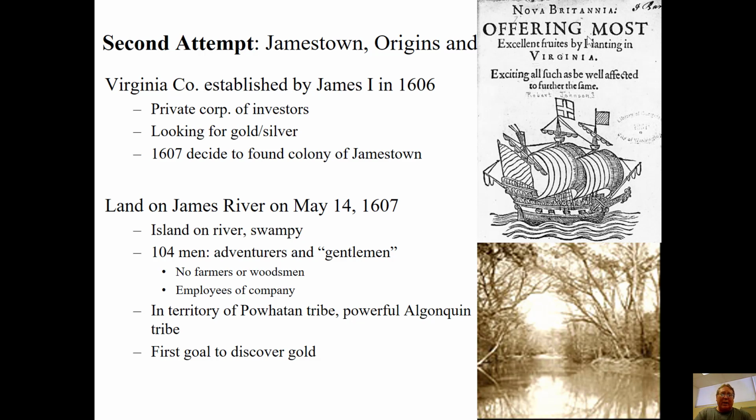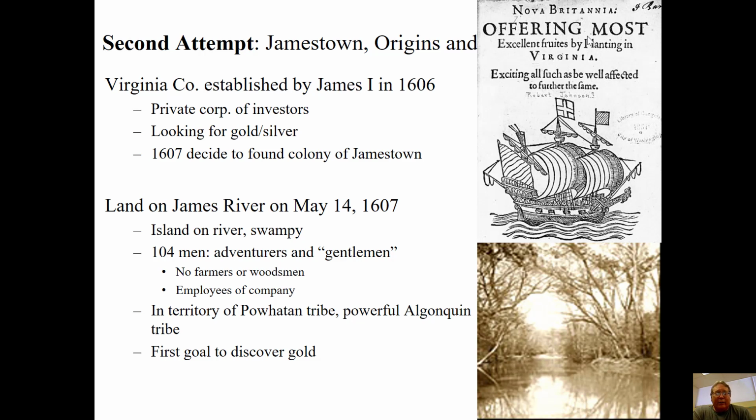Another big challenge, besides the topography and the lack of skills that this group has, is that they're going to end up landing in the middle of one of the most powerful Native American tribes in that region, a group called the Powhatan tribe, named after their leader, Chief Powhatan, who's put together about 25, 30 individual tribes under his control. He has about 25,000 people under his control. And these English settlers have just landed in the middle of this Native American empire.